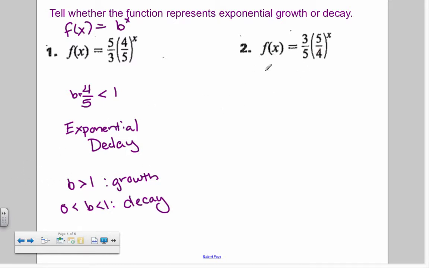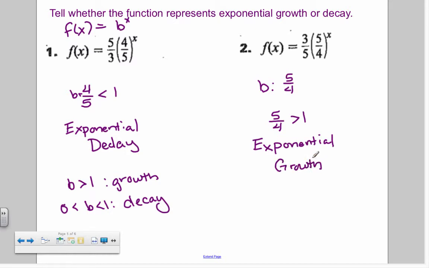For number 2, I can identify my b is 5/4 here. Well, 5/4 is greater than 1, and therefore I'm going to have growth. So again, to identify whether we have exponential decay or growth, we're looking at the number that's being taken to the power, not the number that's being multiplied in front of that.